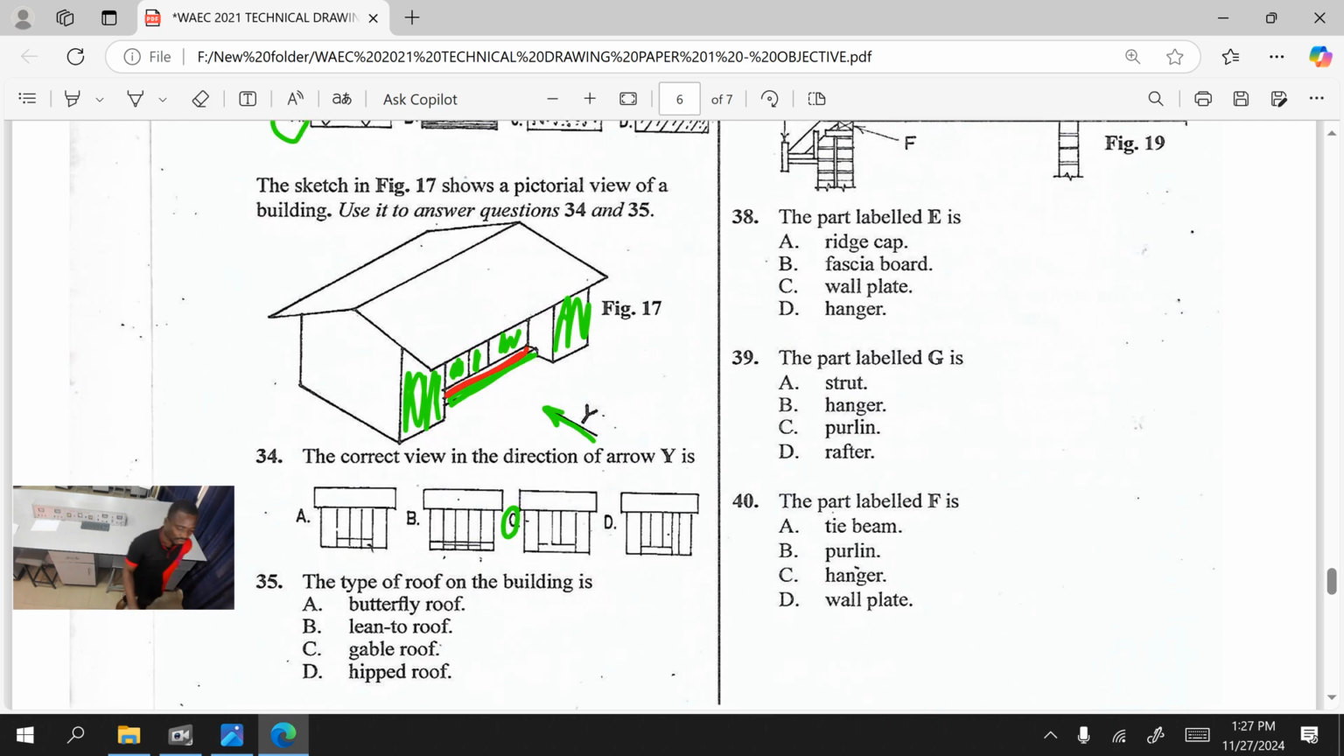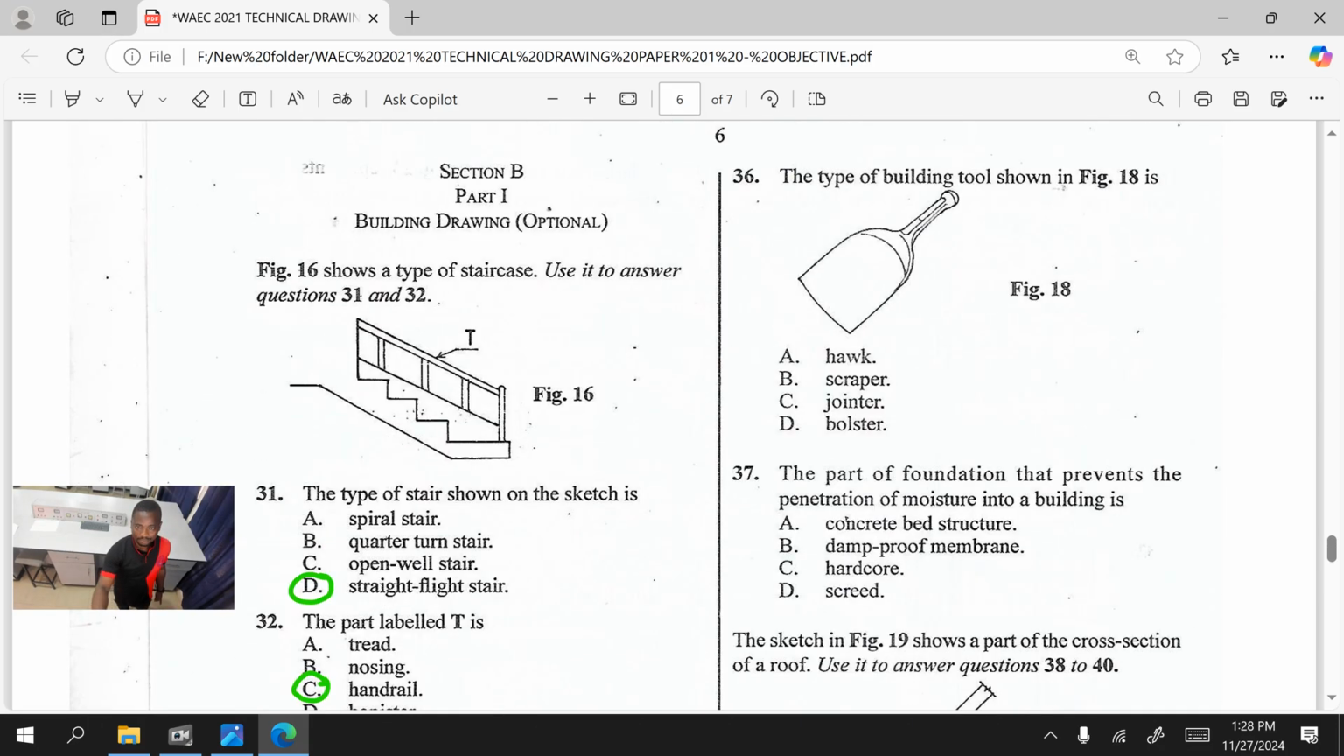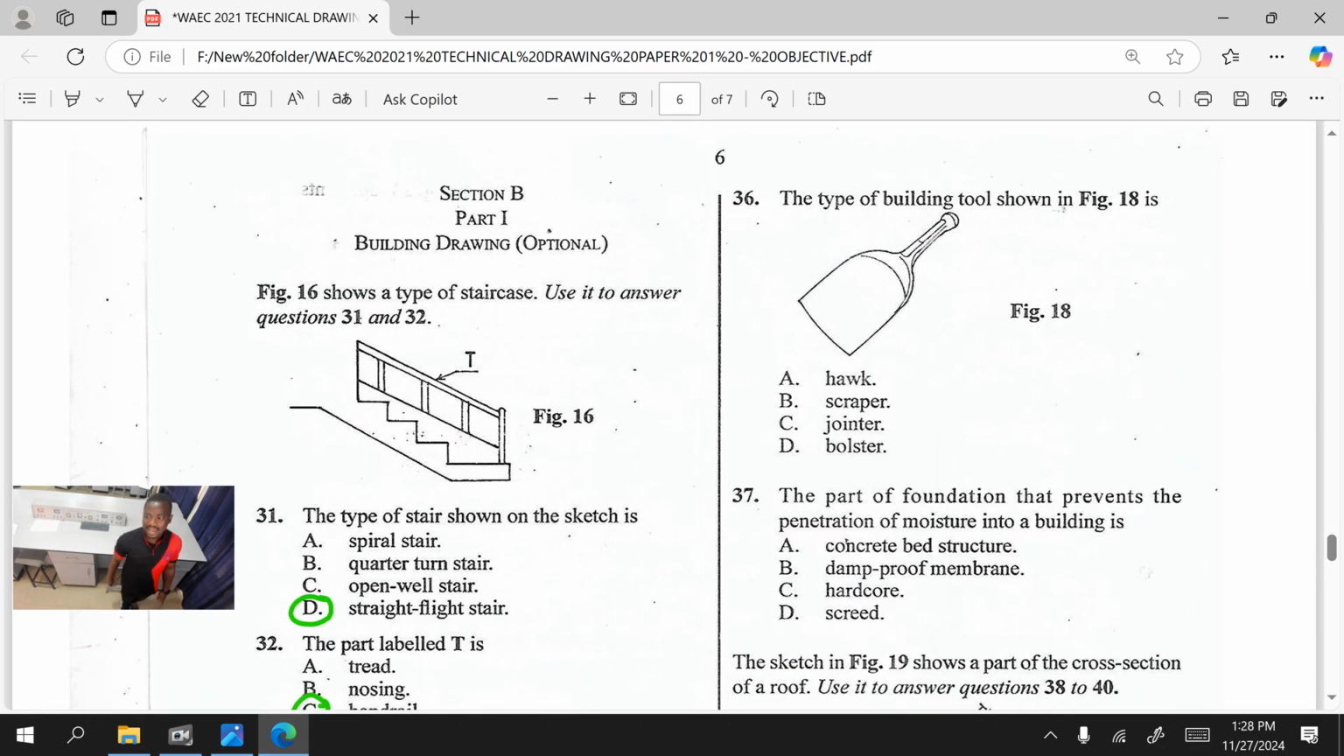35. The type of roof on the building is what? Look at this type of roof. It is a gable roof. That's what we call the gable or pitched roof. 36 now. The type of building tool shown in figure 18 is what? The answer is D. It is a baluster.